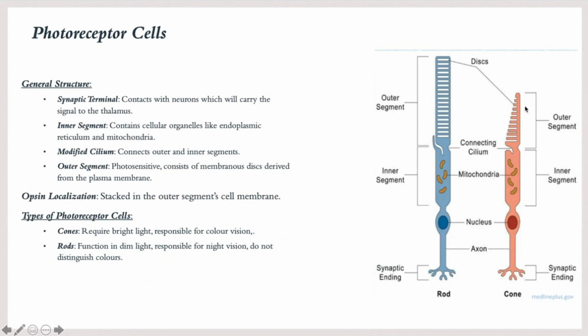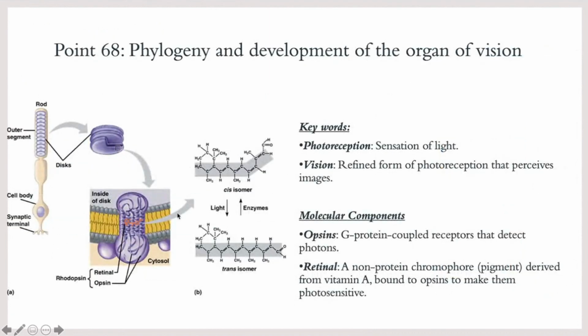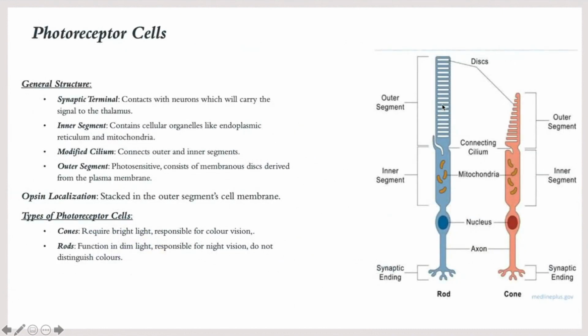The outer segments are the photosensitive parts, and these are the parts that have membranous discs that come from plasma membrane. Okay, so the opsins that we spoke about here, the G protein coupled receptors and the retinals, they can be found in the outer segments. Okay, so cones, they are needed for bright light. They need bright light, and they're responsible for color vision.